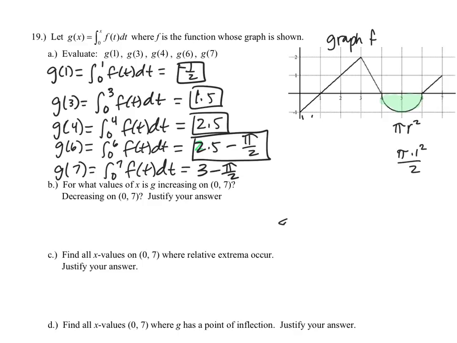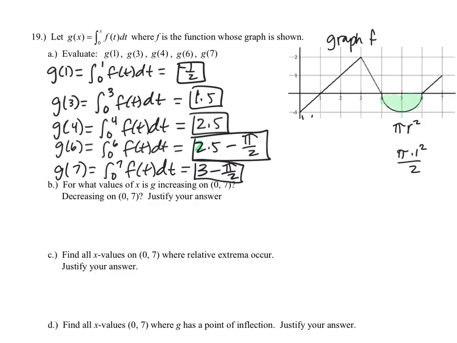All right, and then these next several questions, you might want to take a look at your calculus house notes and be able to recreate that calculus house if necessary, because it's just a review of those kind of questions. Letter B says, for what values of x is g increasing from 0 to 7 and decreasing from 0 to 7? And then be sure to justify your answer.